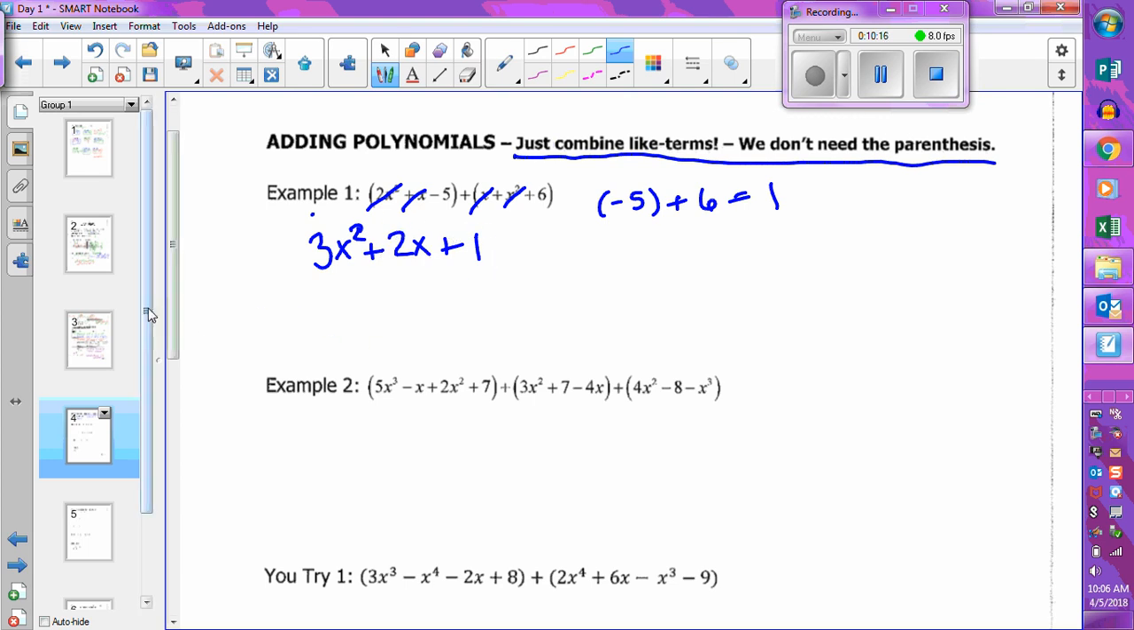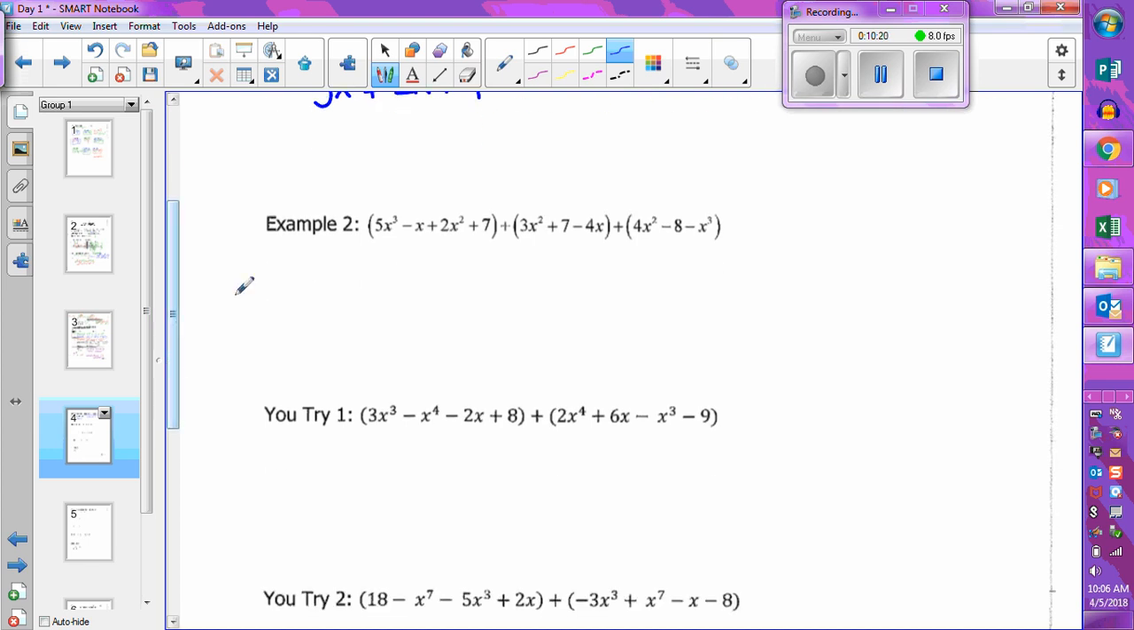All right? So let's move on to the next one. As we move on, obviously, you're going to have a lot more to add together, so it can be kind of tricky if we're not careful. So what I'm going to do here, just to make it a little bit easier for me, is rewrite all of this here without the parentheses, okay?